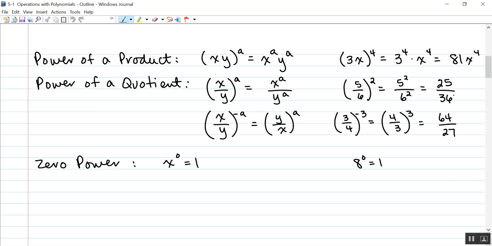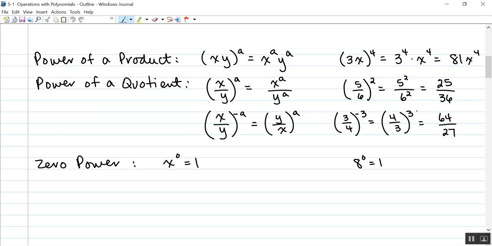And if you have a quotient raised to a negative power, it's the same as flipping or multiplying by the reciprocal of that quotient. So x divided by y raised to the power of negative a is the same as y divided by x raised to the power of positive a. Here's an example. 3/4 to the negative third power is the same as 4/3 to the positive third power.